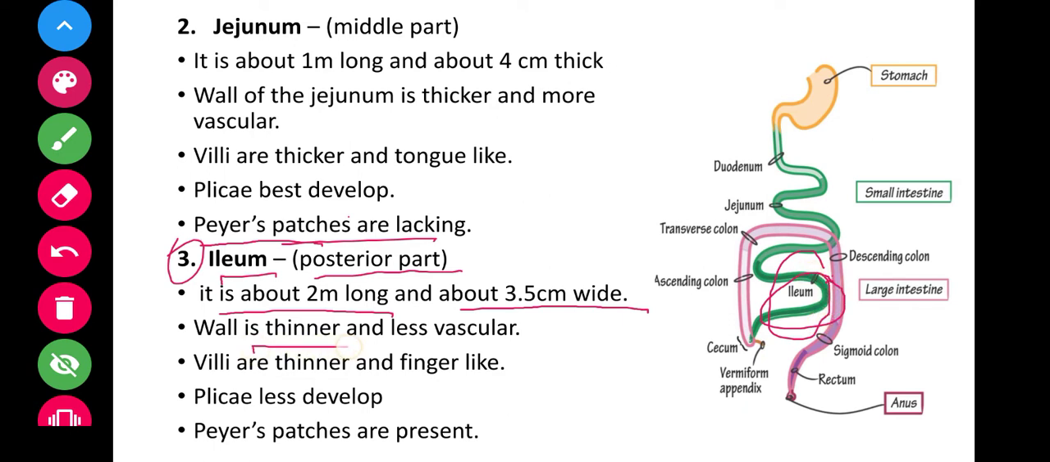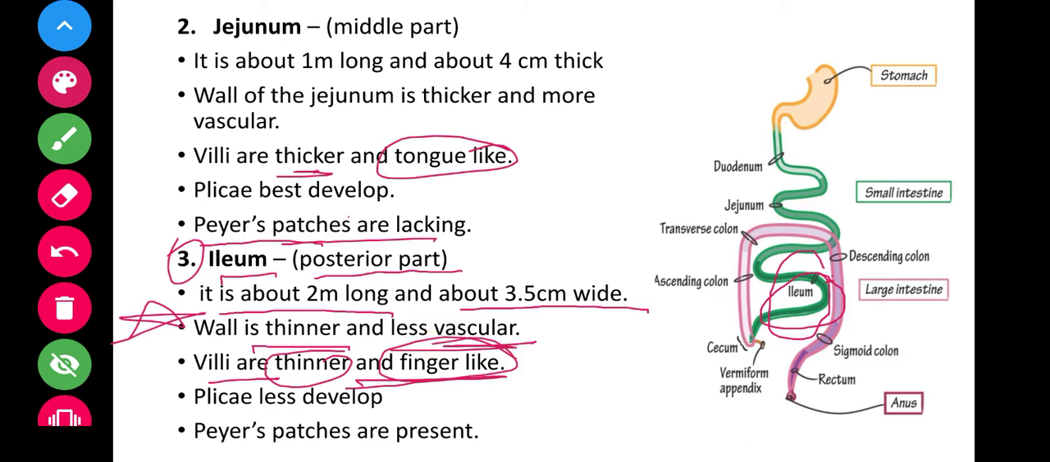The wall is thinner and less vascular. Okay, villi are thinner and finger like. In jejunum, villi are thicker and tongue like. In ileum, villi are thinner and finger like. And plica less developed and Peyer's patches are present. Okay, इसमें lymph nodules present होते हैं.